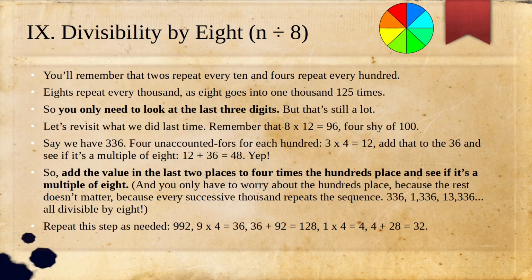Say you want to test a number ending in 992. 9 times 4 is 36. 36 plus 92 is 128. And to test 128, that's 1 times 4. Then 4 plus 28 is 32, which is divisible by 8. So 992 is divisible by 8.